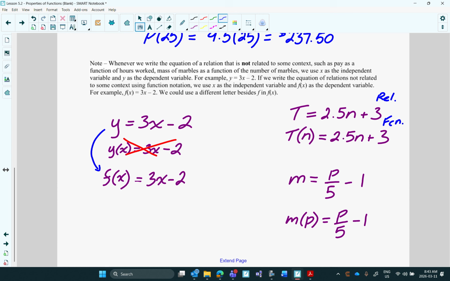That's the only exception. Otherwise, T and N go T of N. M and P go M of P. That's it. Okay. So let's look at a couple of examples.